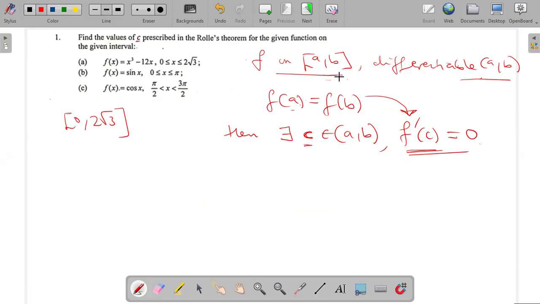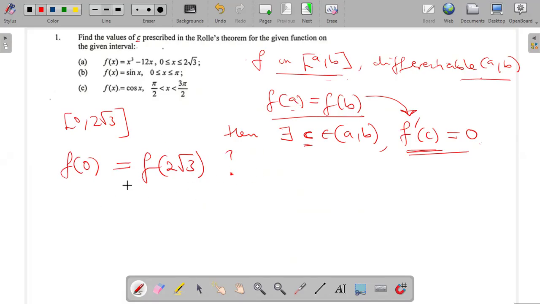So the first condition is true. Differentiable, can we differentiate this? You can clearly see that you can use the power rule to differentiate that, so it's differentiable there. So we jump straight into checking, is this true here? Meaning I want to check, is f of 0 going to be equal to f of 2 root 3? I don't know yet, hence the question mark.